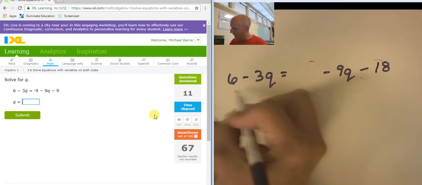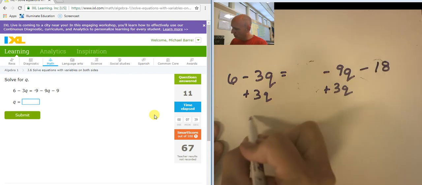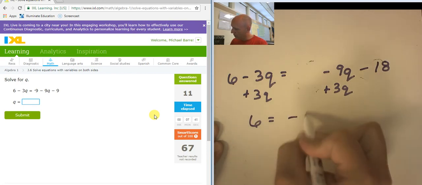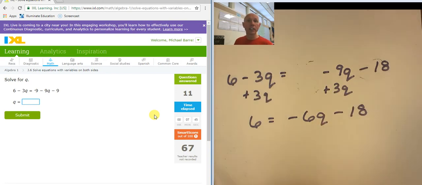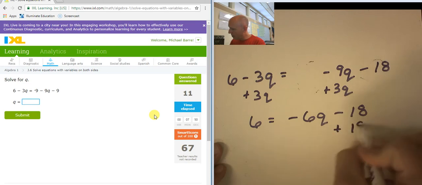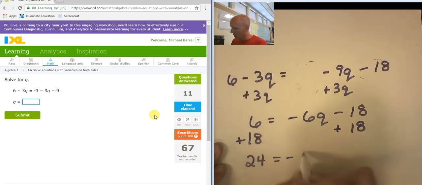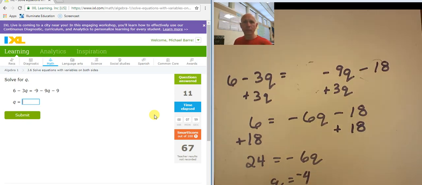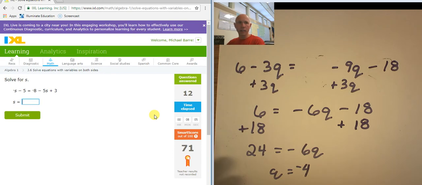So let's go with adding 3q to both sides. So 6 equals negative 6q minus 18. Yes, you could have added 9q to both sides. That would have been fine also. Now I'm going to add 18 to both sides. So I have 24 equals negative 6q. So q equals, what, negative 4. I know I didn't show that last step. Negative 4. That's right. Hey, and I got a ribbon.